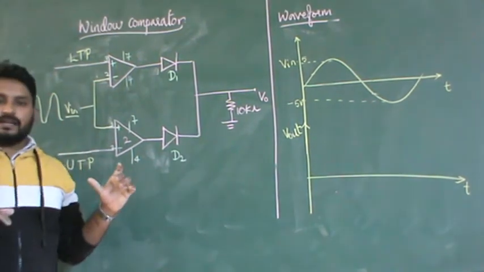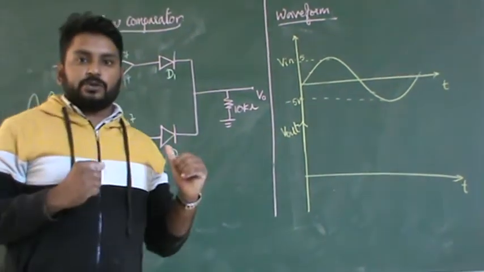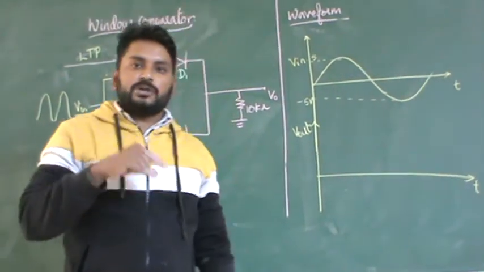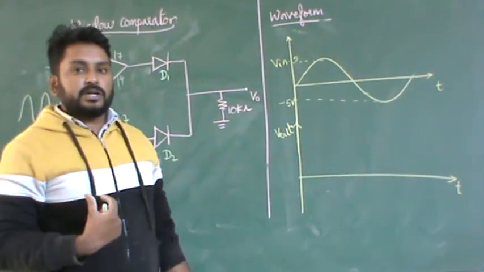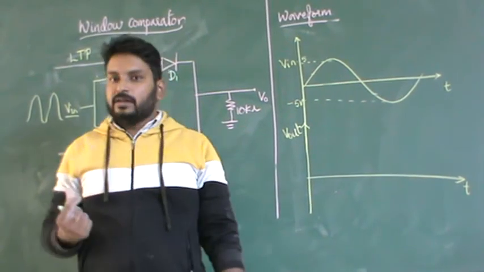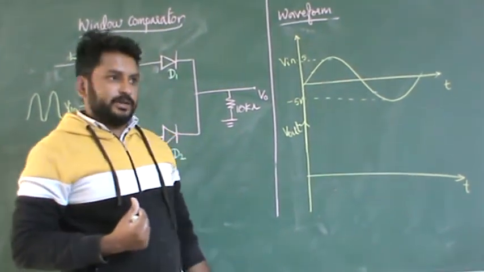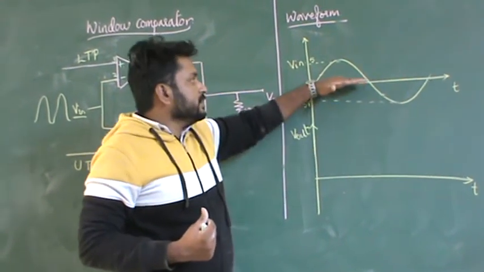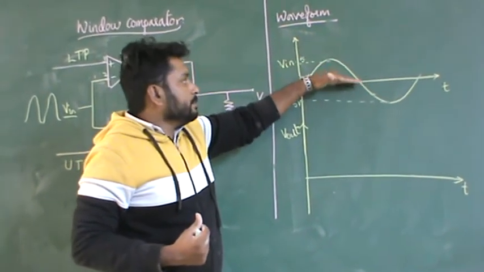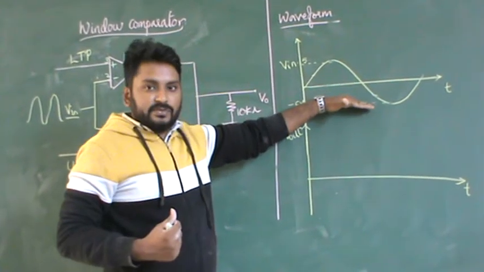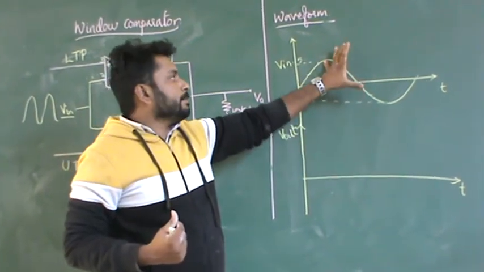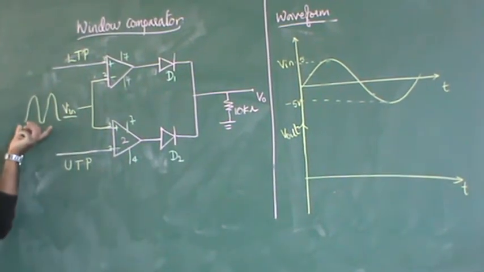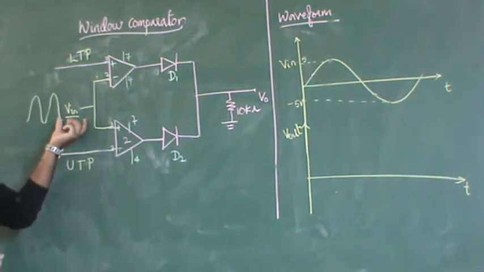These are electronics terms, try to understand. What is your input voltage? Your input voltage is a sinusoidal waveform, and that sinusoidal waveform is 10 volts peak to peak. What is this 10 volts peak to peak? From this peak to this peak it is 10 volts. Of course, the upper half is plus 5 and the lower half is minus 5, but we usually say from peak to peak it is 10 volts. So this sinusoidal waveform, 10 volts peak to peak, is applied as the input voltage.